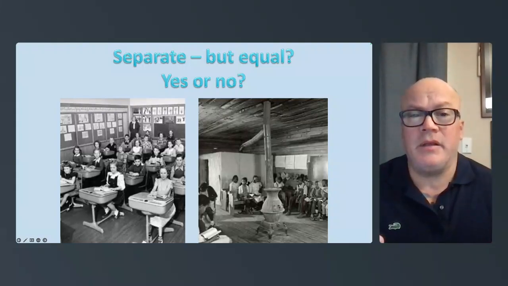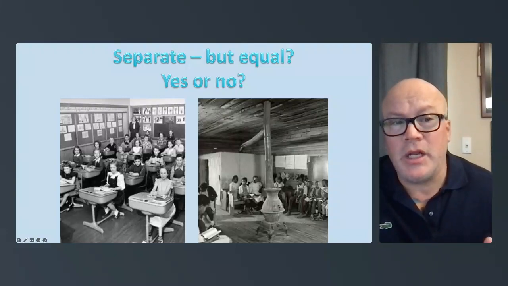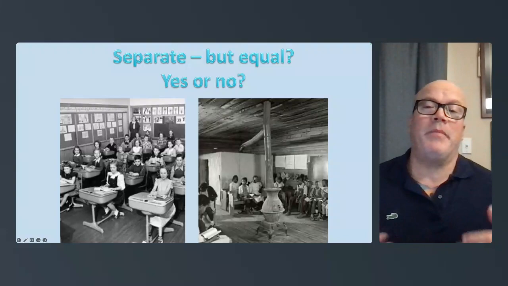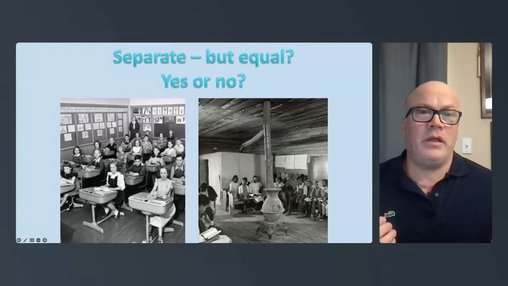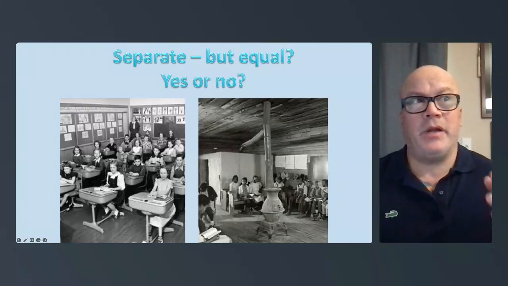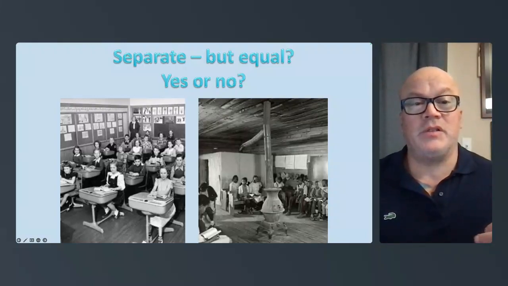happened because a gentleman by the name of Homer Plessy, who was a black man, tried to sit in a whites-only train car. The court ruled that as long as black and white people were treated equally, they could be separated by race. So even though they were treated equally, they could be separated, meaning that there was a white car and a black car. So they called this separate but equal.